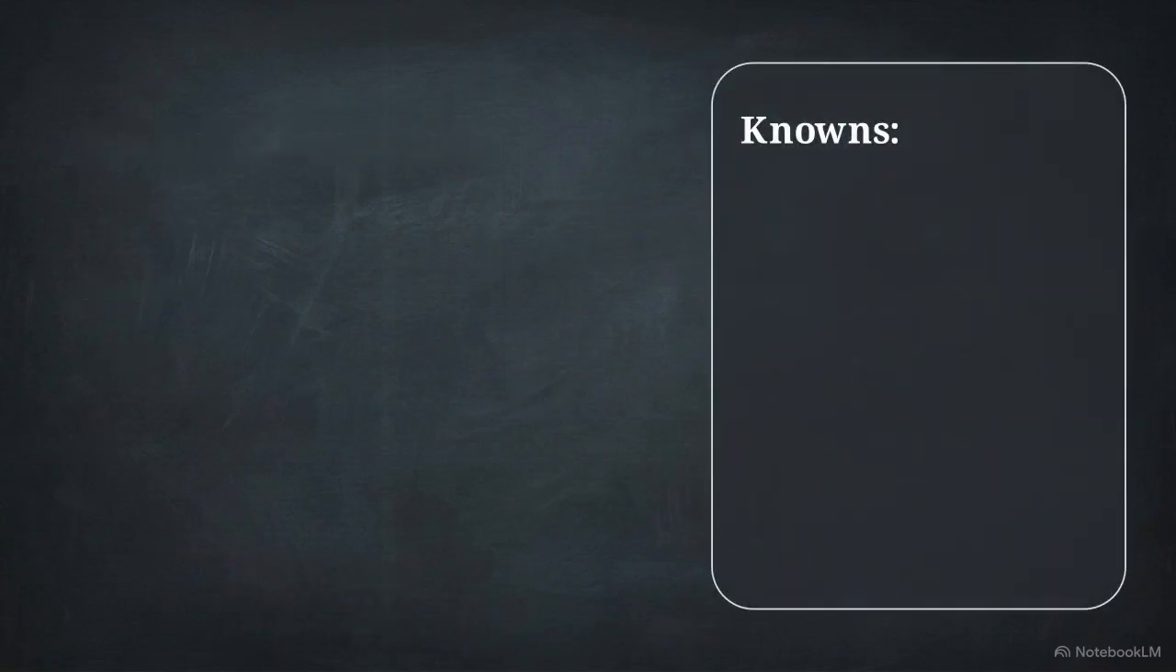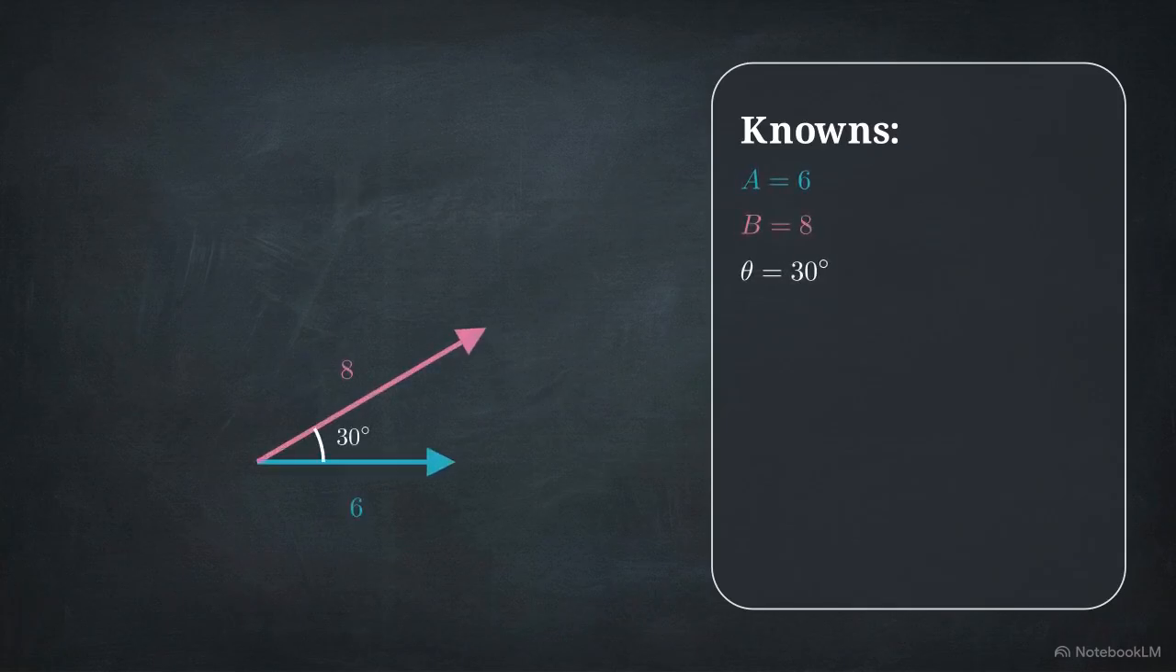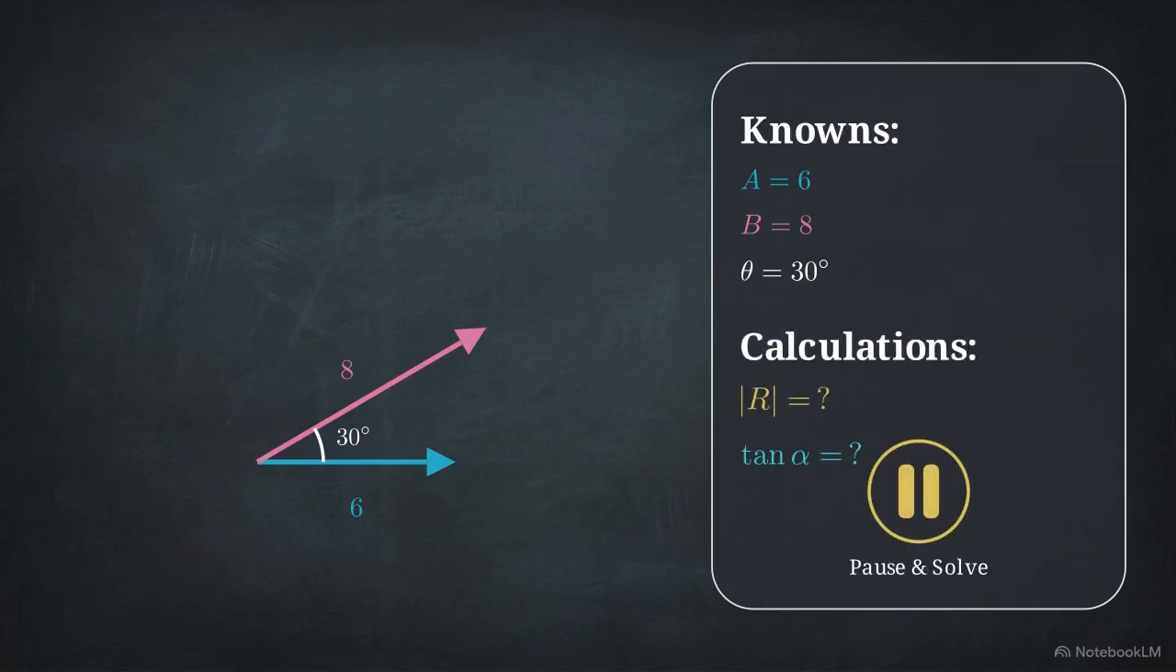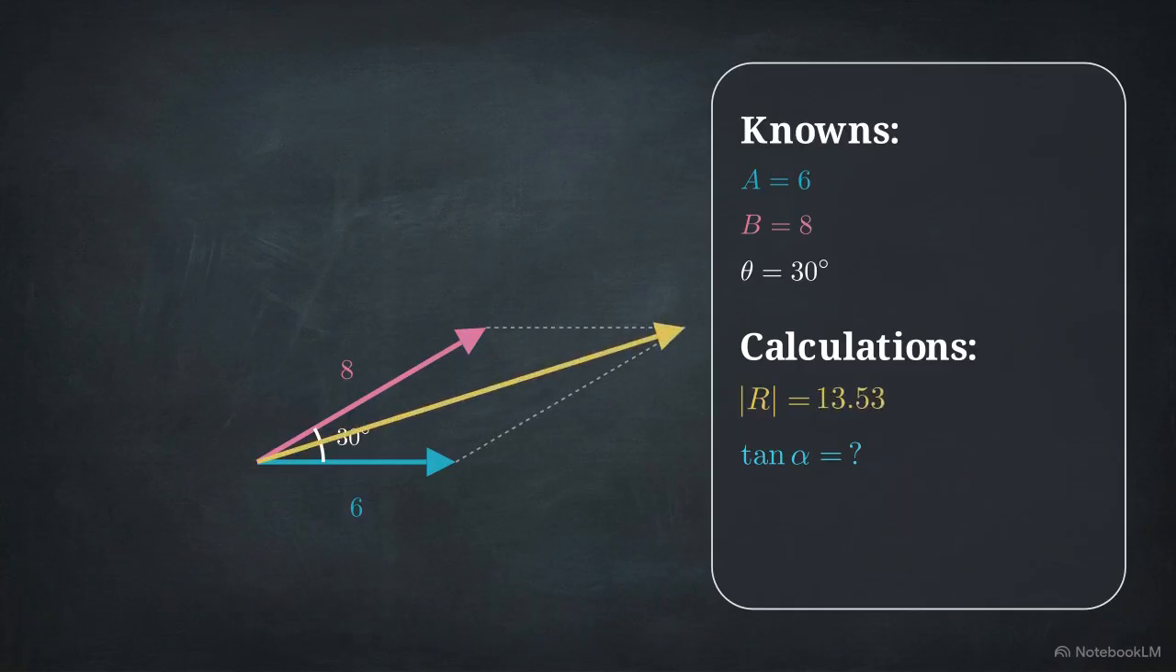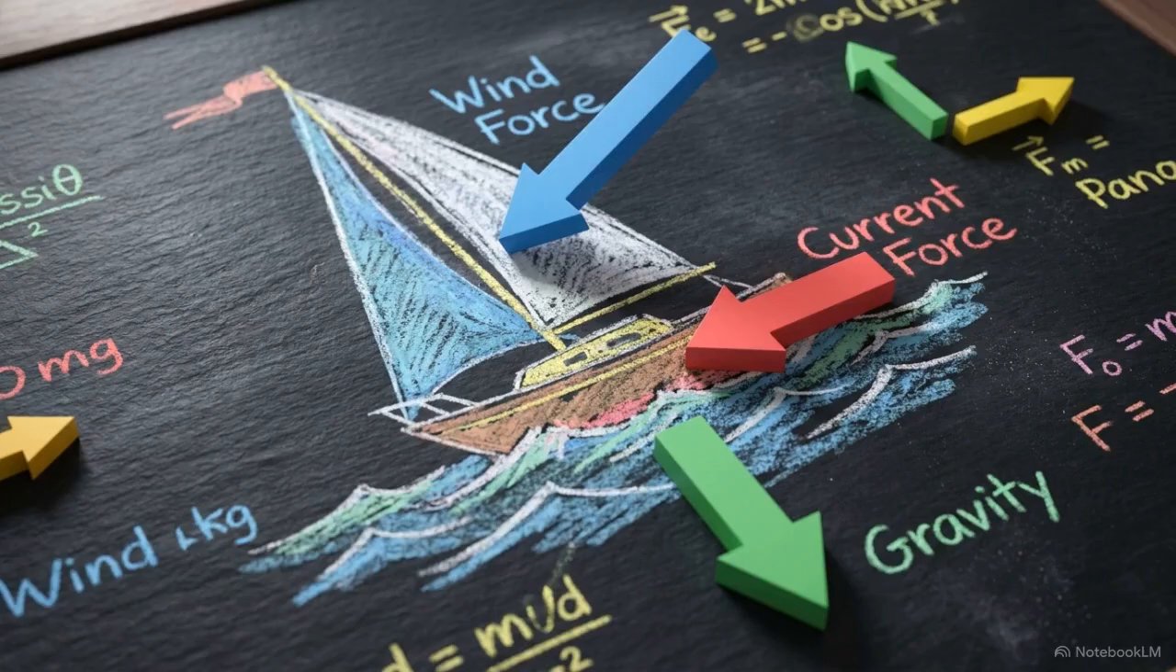Pause the video. If vector A is 6 units, vector B is 8 units, and the angle between them is 30 degrees, calculate the resultant magnitude and the new direction angle. Plugging those values into our formulas gives us a magnitude of 13.53 units. The direction, tan alpha, calculates out to 0.3095 relative to vector A. You will use these vector rules constantly because real-world forces rarely push in a straight line.